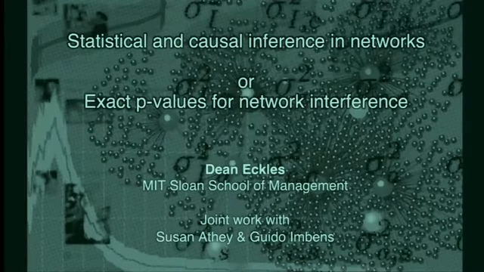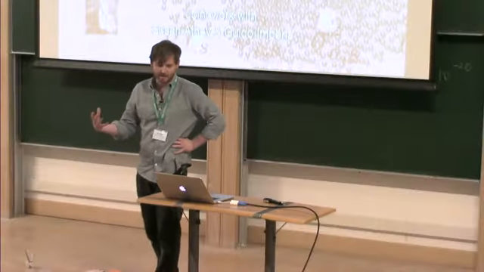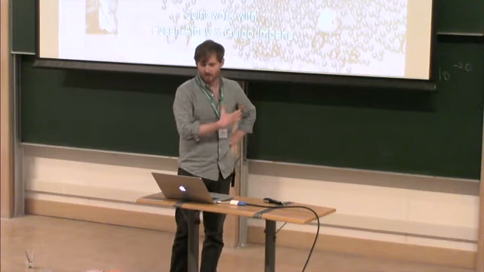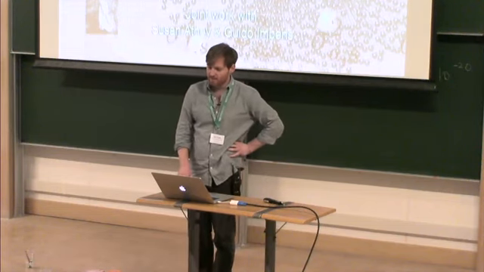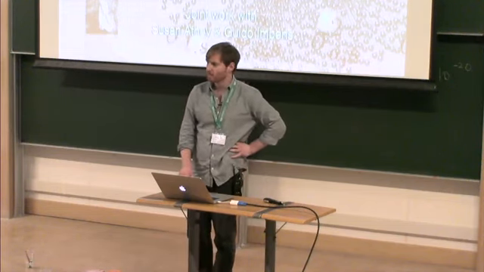Today I'm gonna talk a little bit about statistical and causal inference in networks, what we've been talking about so far, but from a slightly different perspective, in that I'm going to focus on finite sample inference in networks for the similar kinds of quantities that you were just talking about, the effects of interventions in networks that potentially have spillover effects. We have a working paper on this topic, exact p-values for network interference. This is joint work with Susan Athey and Guido Imbens from Stanford.